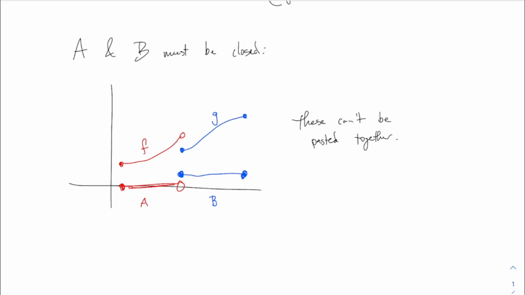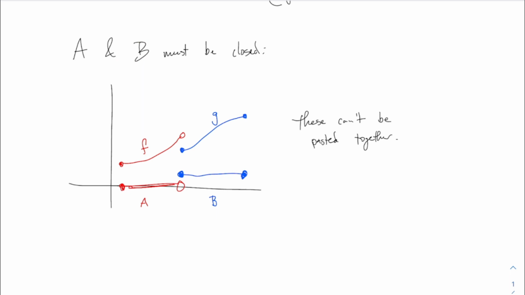So the theorem is going to say, if f and g are any continuous functions, and they agree on the overlap, then you can paste them together to make a continuous function. These two functions cannot be pasted together. The moral of the story is that this is only guaranteed to work if A and B are both closed sets.